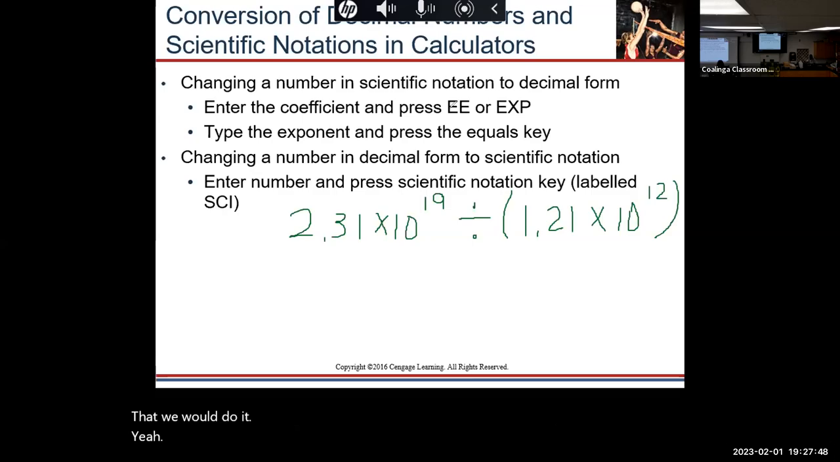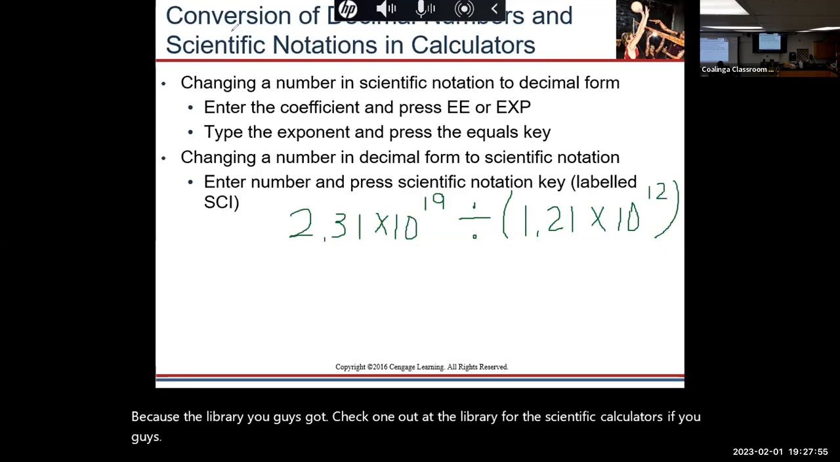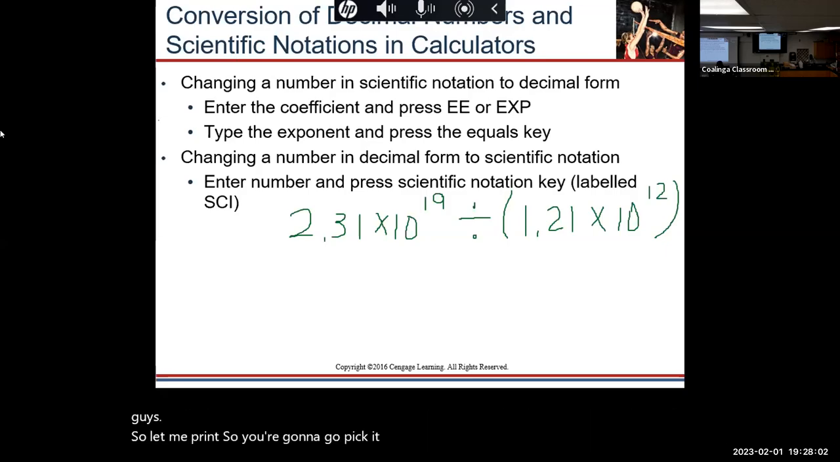Because for the library, you can check one out at the library for the scientific calculators. So you're going to go pick it up for me? Yeah, where you put it? Yeah.